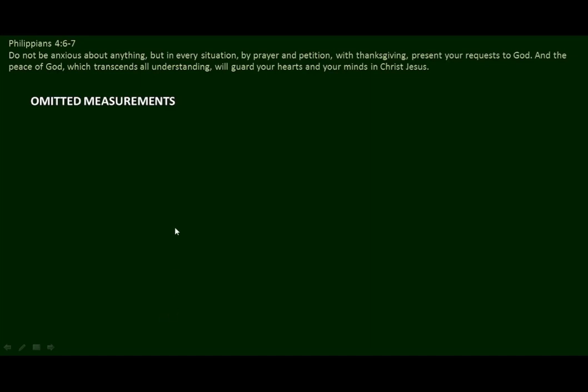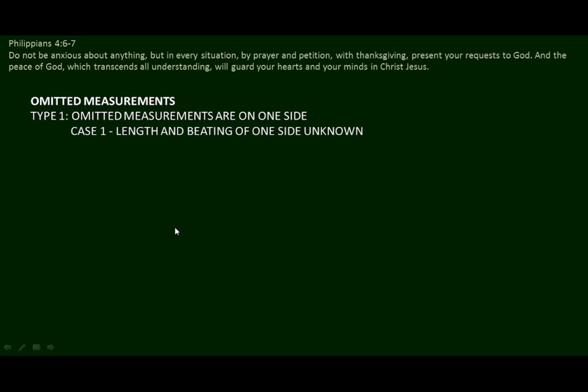Going back to our discussion on omitted measurements, again, there are three types. For type 1, omitted measurements are on one side. Case 1, length and bearing of one side unknown. Can we correct that? That should be bearing of one side unknown.